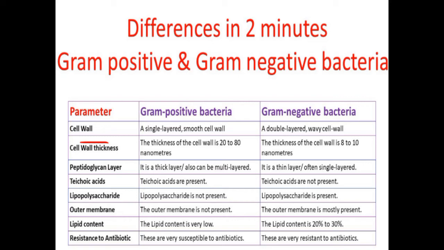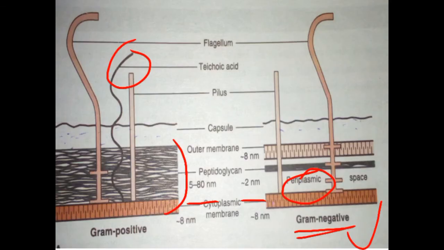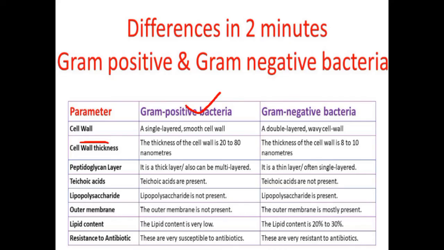The cell wall is single layered in gram-positive as it only contains peptidoglycan. As you can see here, there is only peptidoglycan. Here the cell wall is only made up of peptidoglycan, while here the cell wall is made up of not only peptidoglycan but also lipopolysaccharide. Hence, the cell wall in gram-positive is a single layer, while in gram-negative there is a double layer. As we studied, the cell wall is thick as the peptidoglycan is thick in gram-positive, while in gram-negative the thickness is 8 to 10 nanometers only.